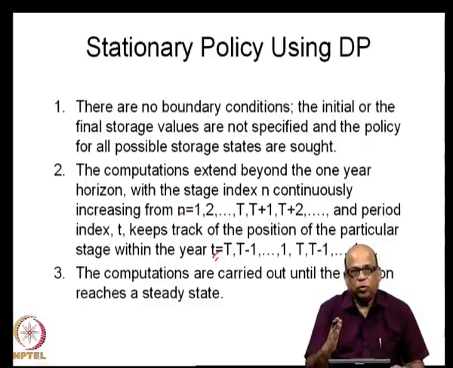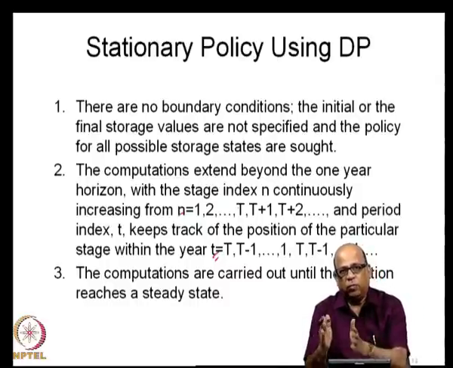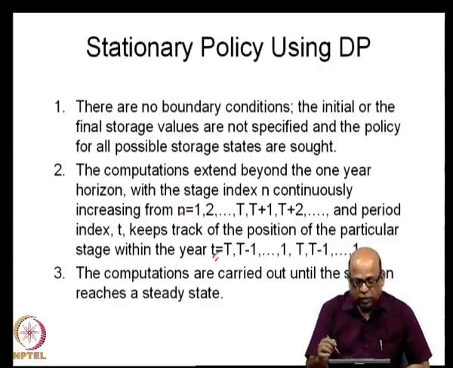For example, n equal to 1 corresponds to t equal to 1, n equal to 2 corresponds to t equal to 2. If you are doing it for a monthly time period, n equal to 12 corresponds to t equal to 12, n equal to 13 corresponds to t equal to 1, because a year consists of 12 time periods. So, t goes from 1 to 12, 1 to 12, 1 to 12 etcetera, whereas n keeps on increasing to keep track of the stage in the dynamic programming.